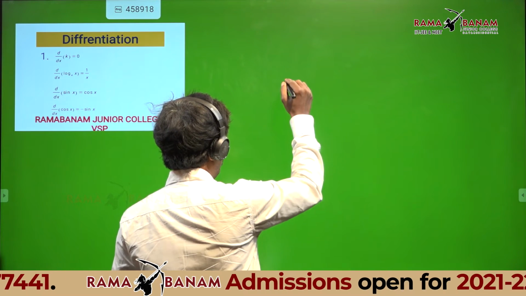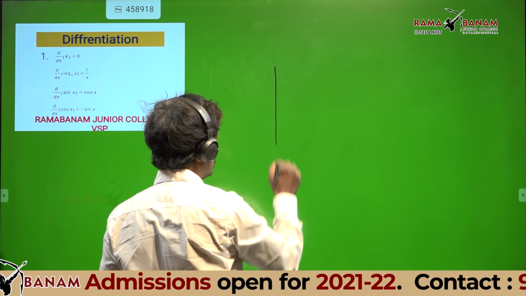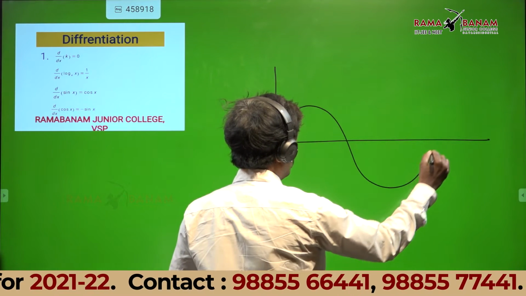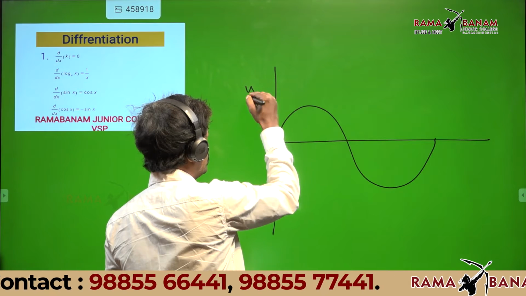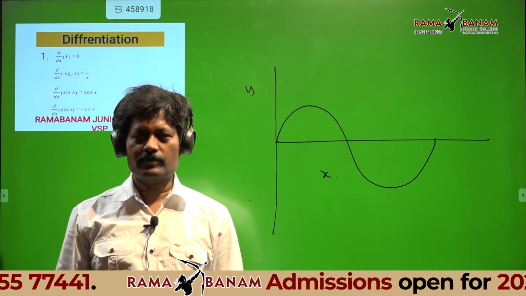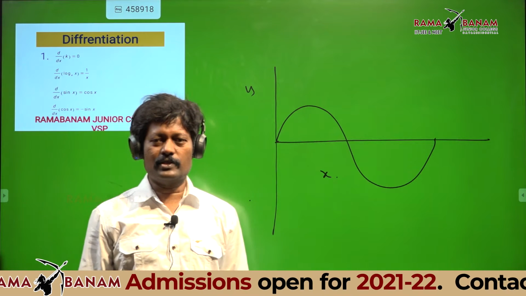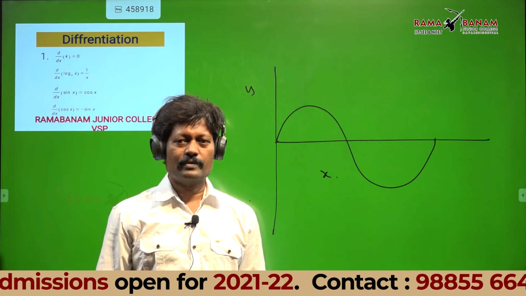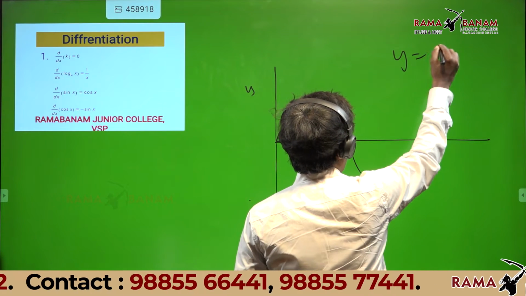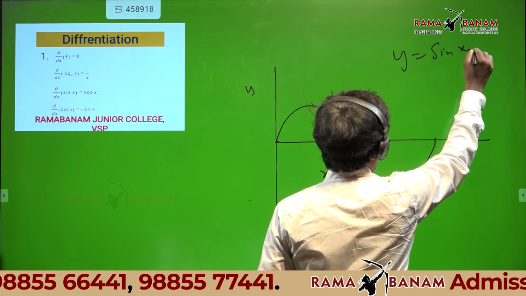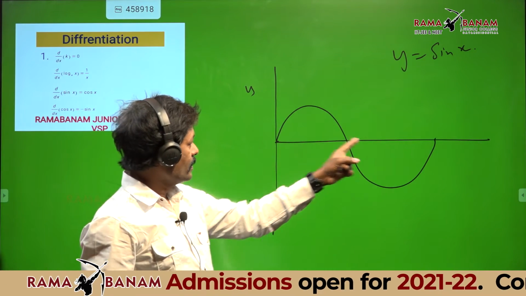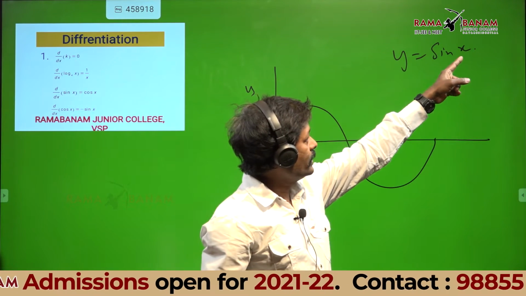Suppose I have, can anyone tell me this curve? By looking at it, you can easily guess what curve that is. Y equal to sin x. That means it is a sine curve, as for every value of x, you get the value of y.